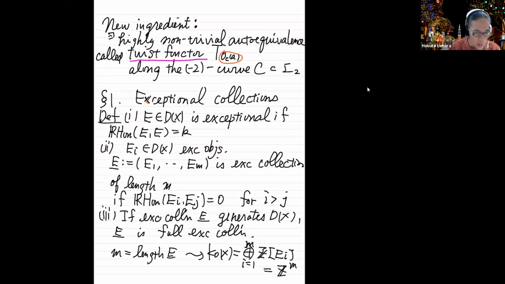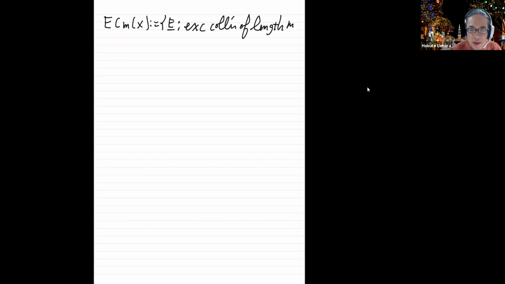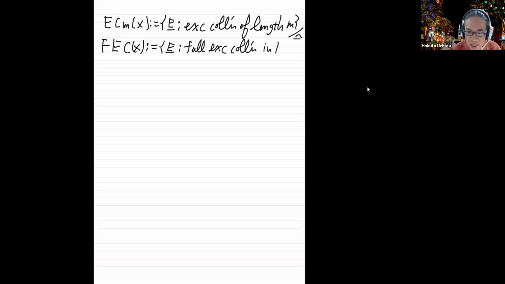Okay. And when I write EC_m(X), it is the set of exceptional collections of length m modulo isomorphism, yeah, and FEC(X) means the set of full exceptional collections inside D^b X. It is a subset, but not necessarily equal.